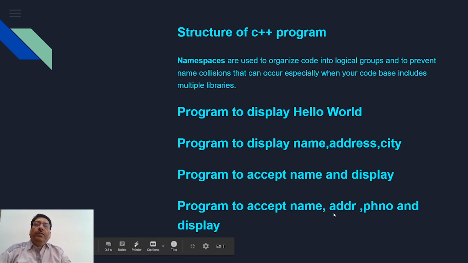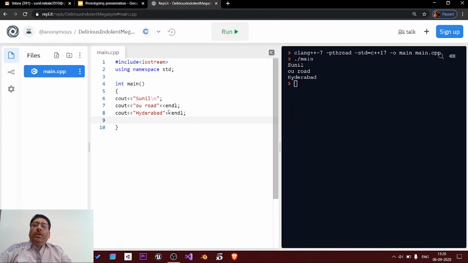Go to our software, repl.it, and try to write the code over there. These two lines that we said in the last video, include iostream and using namespace std, are going to remain for all the programs that we write in C++. Then we'll write a program to accept name, address, and phone number, and display them.